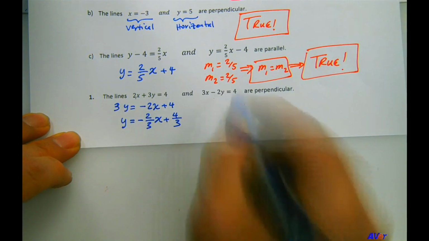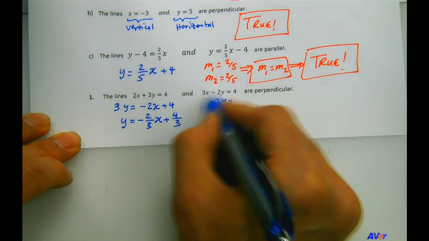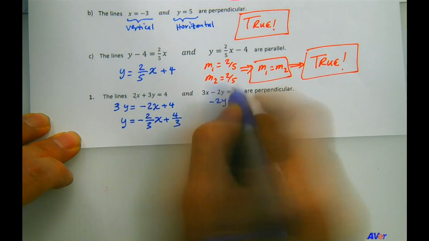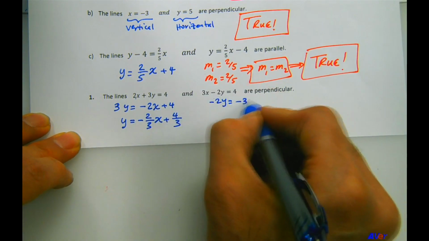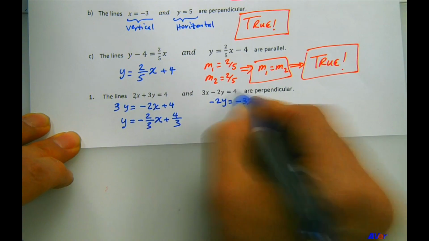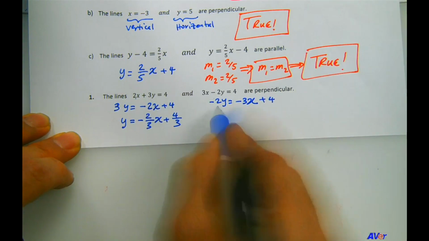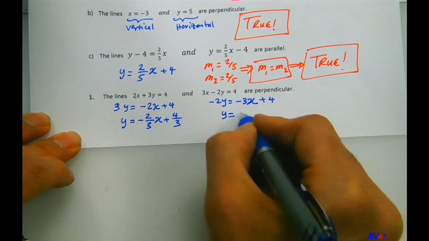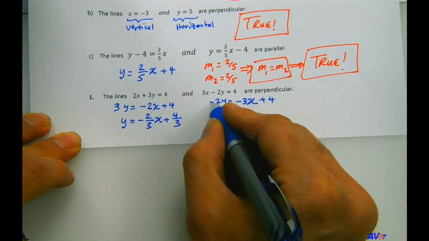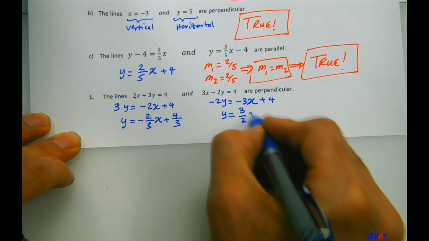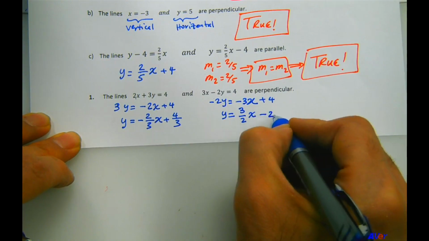Let's do the same thing here. So minus 2y equals 3x, move it to the right. When you do that, it changes algebraic sign. It's now positive. When you move it, it becomes negative 3x plus 4. Let's divide both sides by negative 2. We have y equals minus 3 divided by minus 2. That's minus divided by minus is positive. 3 over 2 x. 4 divided by minus 2, that's minus 2.